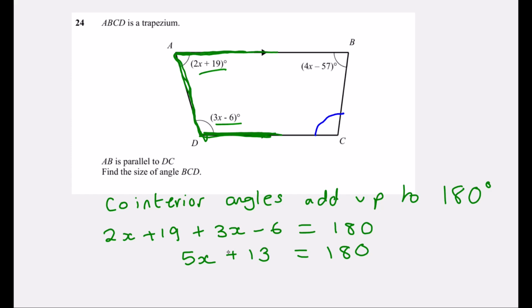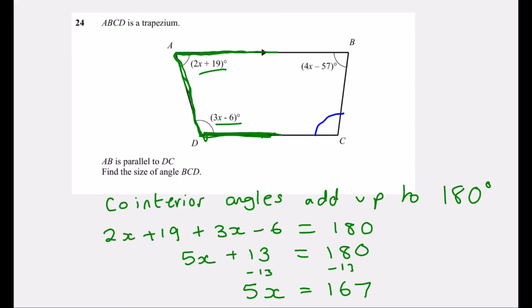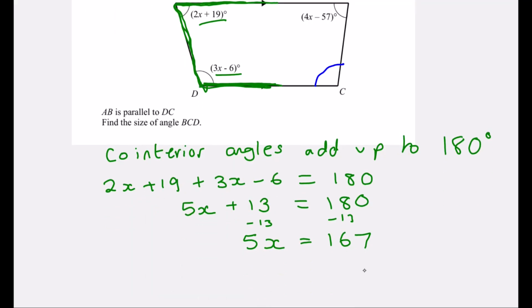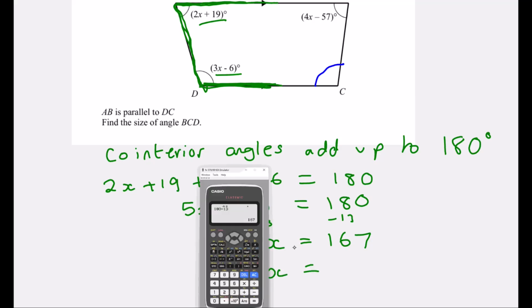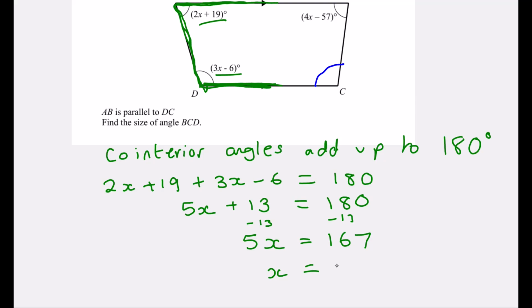We can get rid of a plus 13 by taking 13 away from both sides. So take 13 away from both sides of the equal sign. That gives us 5x equals 180 take away 13, which is 167, but do use the calculator so you don't make a mistake. And then 5x equals 167. To get x by itself, we divide both sides by 5. So divide by 5, 33.4. So x is 33.4.